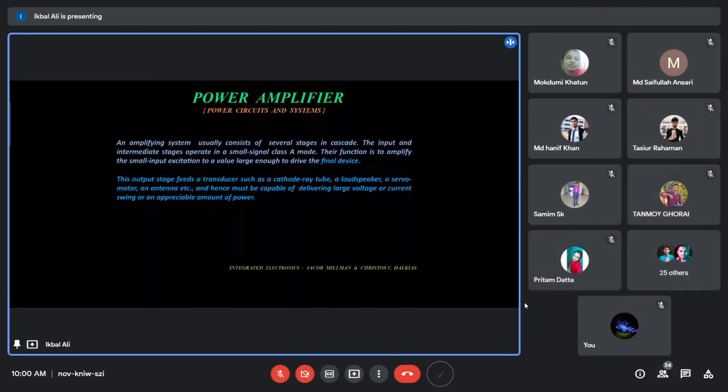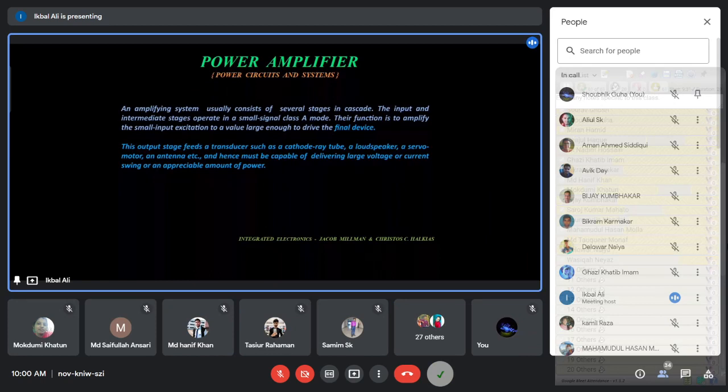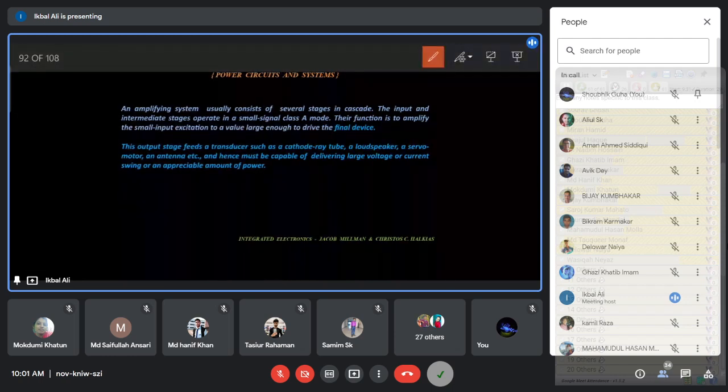That is why this power amplifier section appears. This power amplifier section, actually the power circuits and systems, you see the definition. I have just mentioned the definition here: an amplifying system usually consists of several stages in cascade.